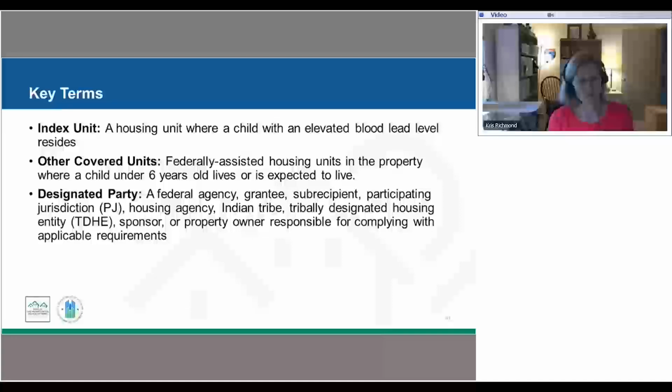So we have a couple key terms. The first is our index unit. That's the unit where the child with the elevated blood level is residing. And then we have other coverage units. And as I mentioned on the last slide, this is where in your property, if there are other units with children under 6 living in those units or expected to live in those units, and they're federally assisted units, those are considered other coverage units. And then we have our designated party, and remember we talked about this pretty early on. The PHA is a designated party, which means they're responsible for complying with the lead safe housing rule and any EBLL requirements.